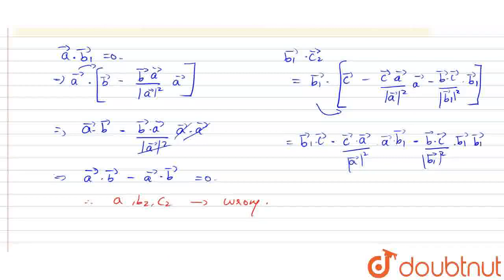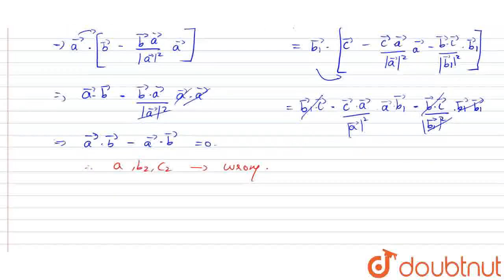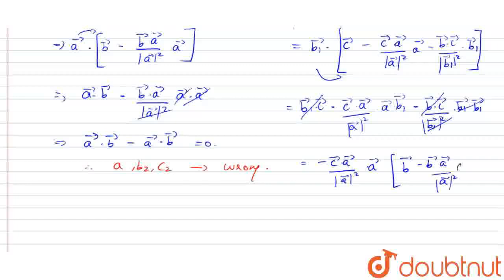So here both values are common, so I'm going to cancel them. B1 vector dot C vector and B1 vector dot C vector cancel here. Okay, so the remaining values, I'm going to take the common values outside, so it will become minus (C vector dot A vector) divided by mod of A vector square into A vector dot, here, B vector minus (B vector dot A vector) divided by A vector square into A vector.